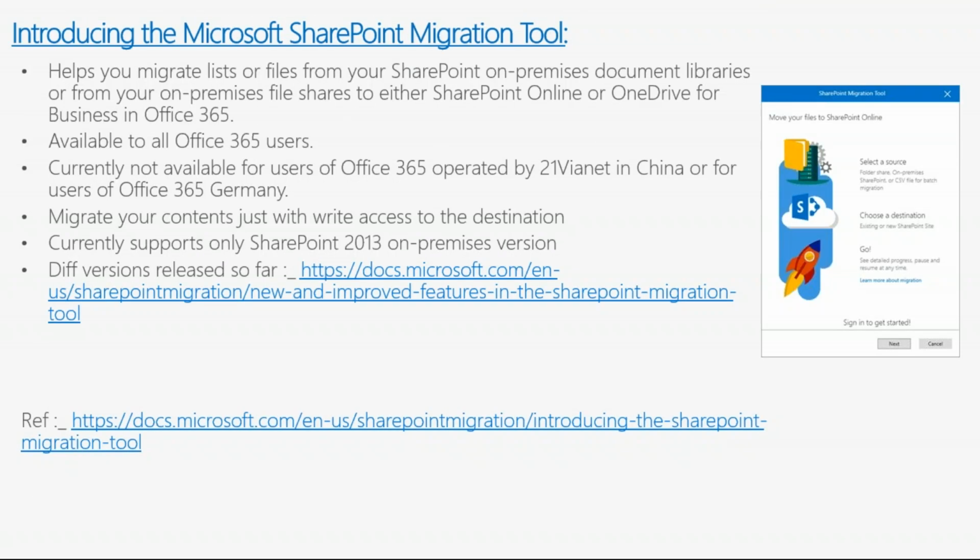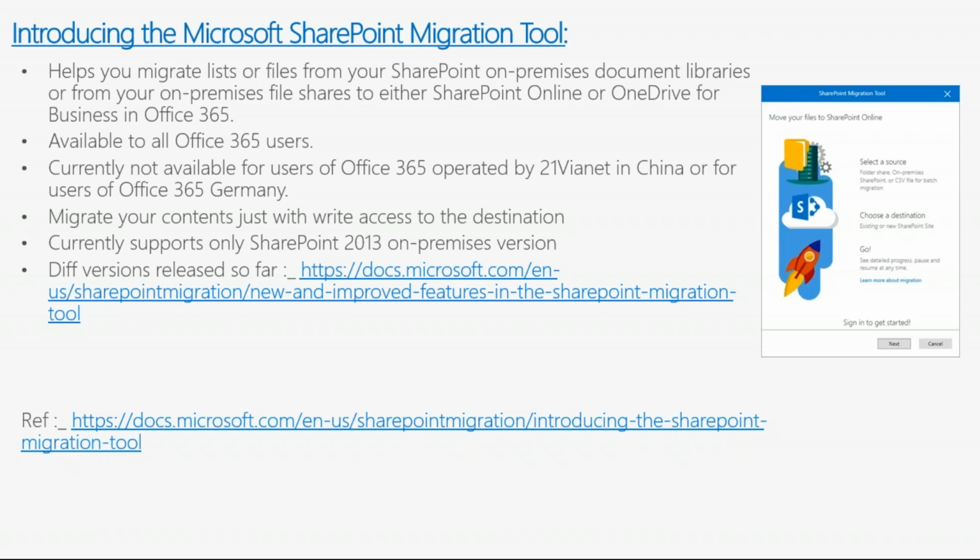So, introducing the Microsoft SharePoint Migration Tool. Let me set the context here properly. This tool is going to help you migrate your lists or files from your SharePoint on-premises document libraries, or from your on-premises file shares, to either SharePoint Online or OneDrive for Business.